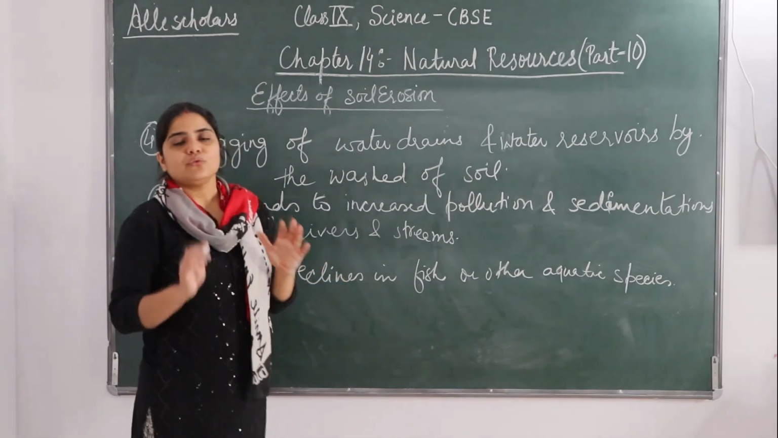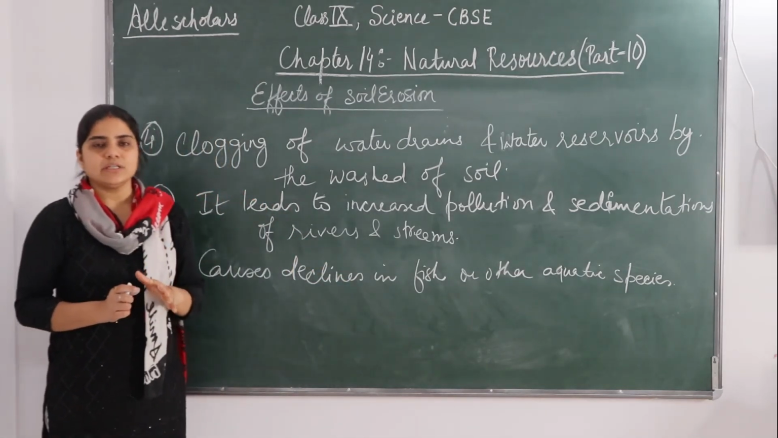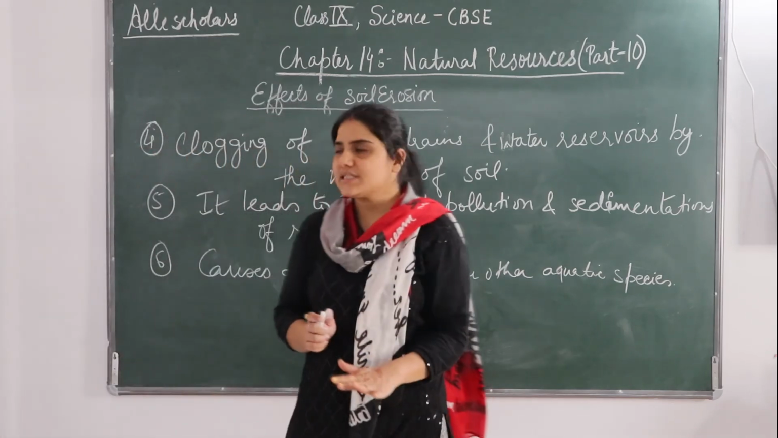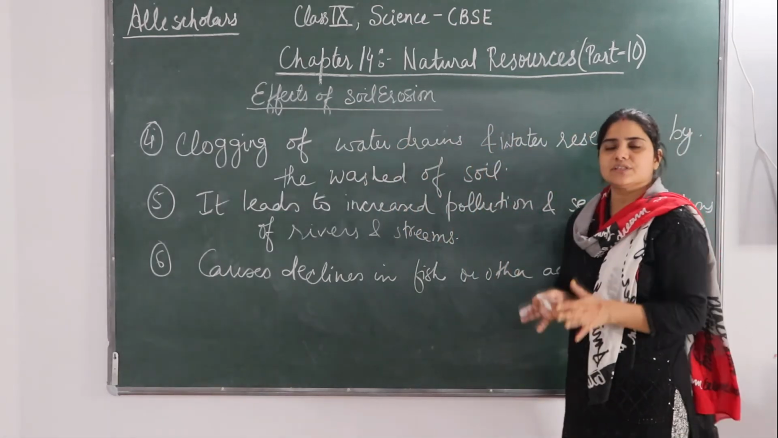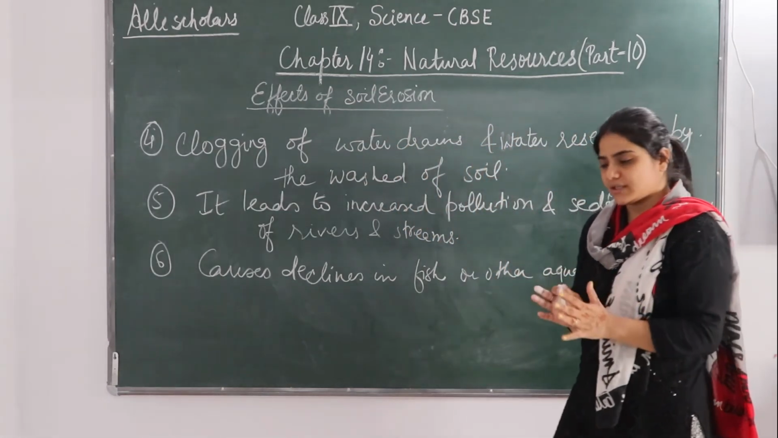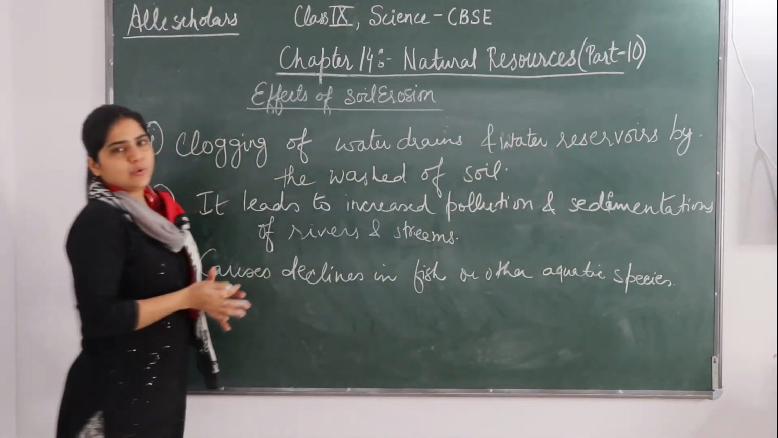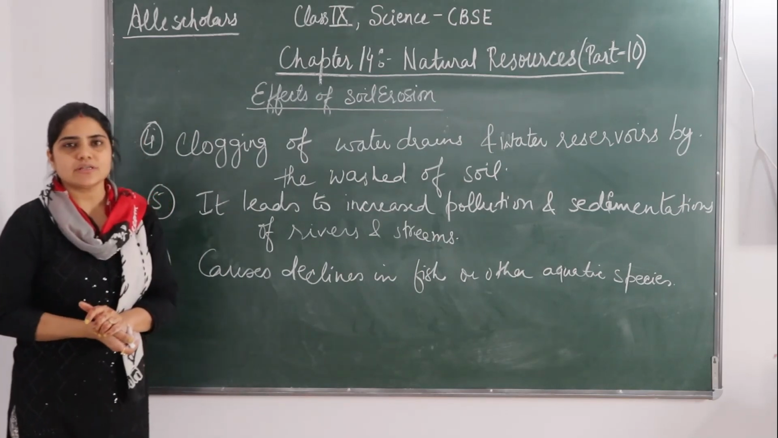Okay? So today we have seen the types of soil erosion. We have seen all the different 5 types of soil erosion. We have discussed that. And we have seen the effects of soil erosion, in which we have discussed the 6 points, the 6 effects of soil erosion. Okay, so this was all for today. Here I complete my part 10 of chapter 14, natural resources.